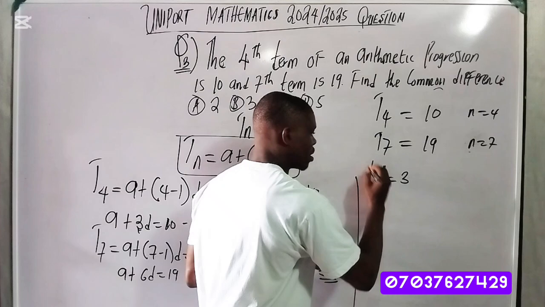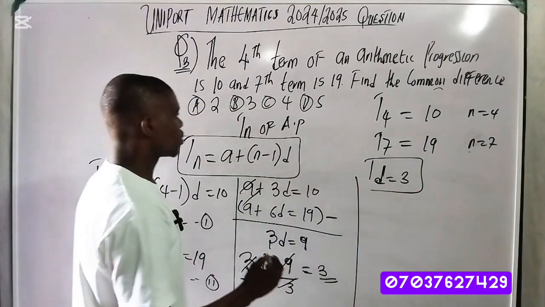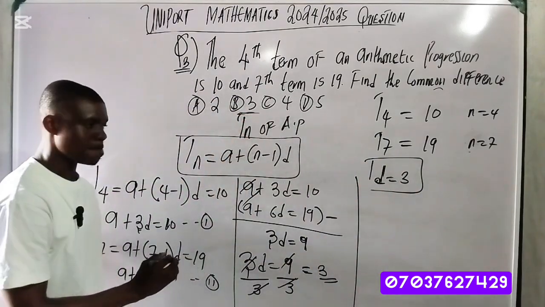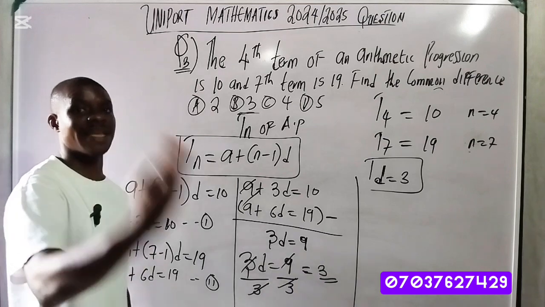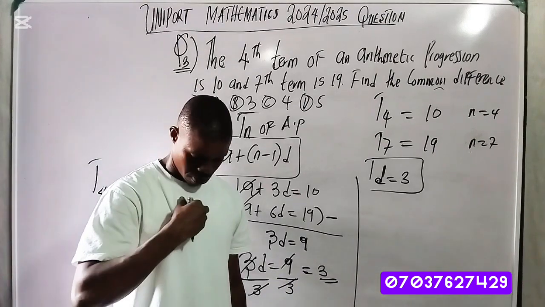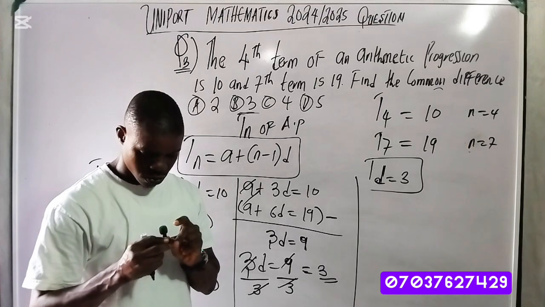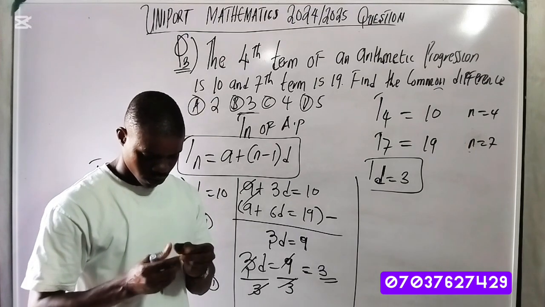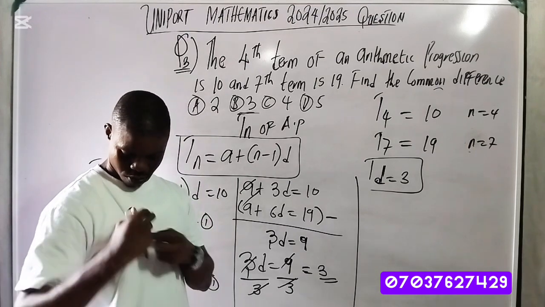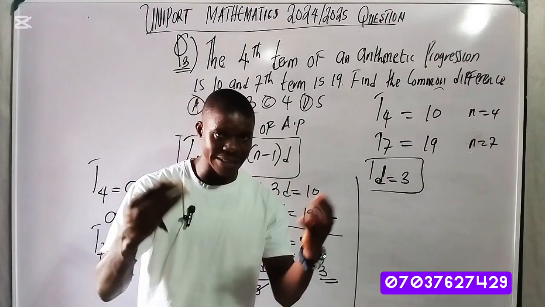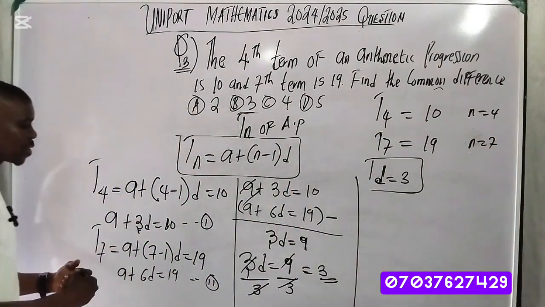The common difference is 3 here. So the option is B. But what about they say you should calculate my first term? Because it's a question, we say calculate first term. In some videos they say you will calculate first term, right?